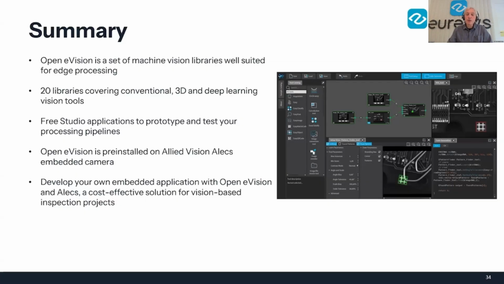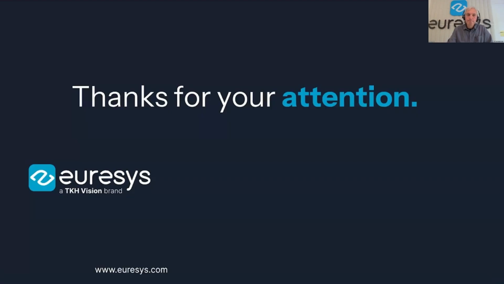Open eVision is pre-installed on the Alex camera, so it's a really good platform to get started with Open eVision. We think that the combination of Open eVision SDK and Allied Vision Alex is a good way to develop a cost-effective solution for vision-based inspection projects, because you don't need a PC or external device anymore. Everything is running on the Alex smart camera. So thank you for your attention.